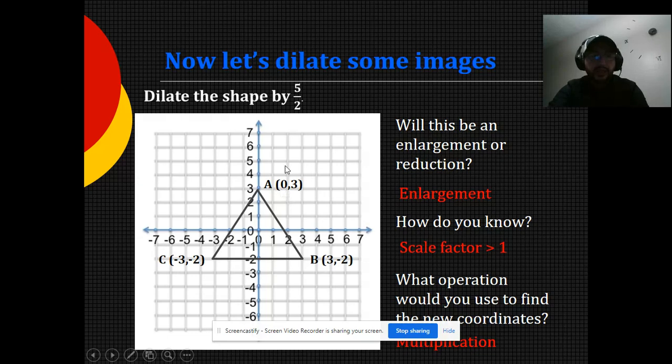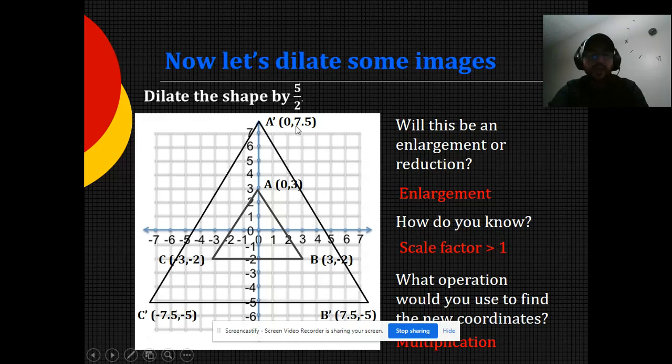Like here, 0 times 5 over 2 is 0. 3 times 5 over 2 is 7.5. Now, the coordinates for B. 3 times 5 over 2 is 7.5. Negative 2 times 5 over 2 is negative 5. Same for C. Negative 3 times 5 over 2 is negative 7.5. Negative 2 times 5 over 2 is negative 5. And then we label it with the prime, so we know it's the new figure, and then we just draw the figure. Okay, that's how we get the new figure if we know the scale factor.